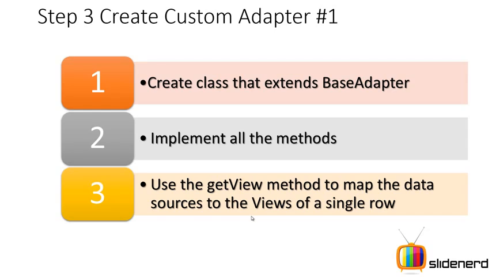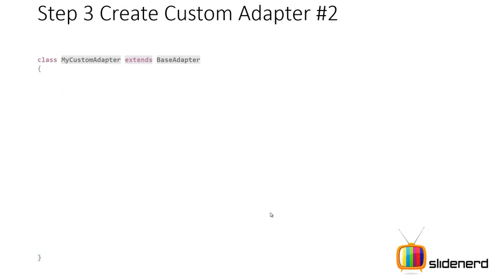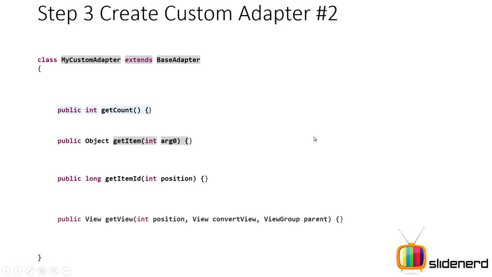So let's see how these things are done in detail. Step 1, create your class that extends BaseAdapter. Step 2, override the methods that the BaseAdapter provides. Now you guys look at these methods and you're like, hey dude, what the hell is this?